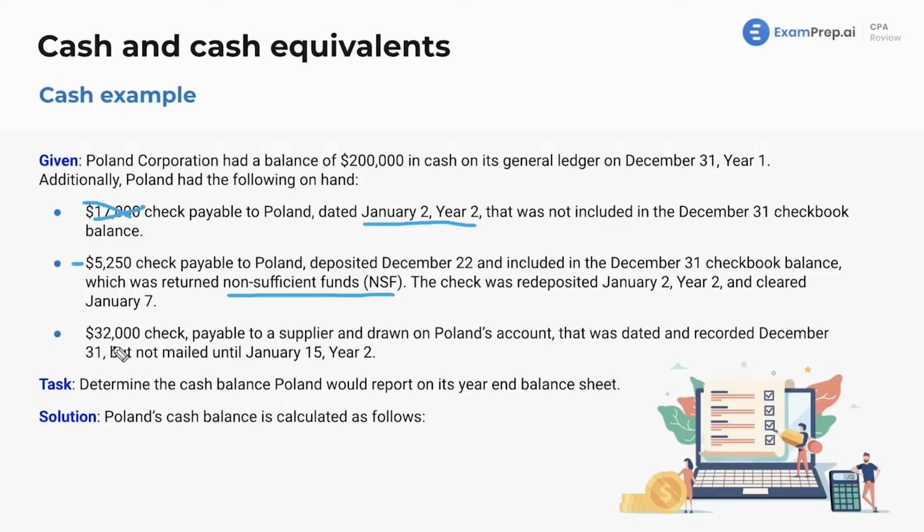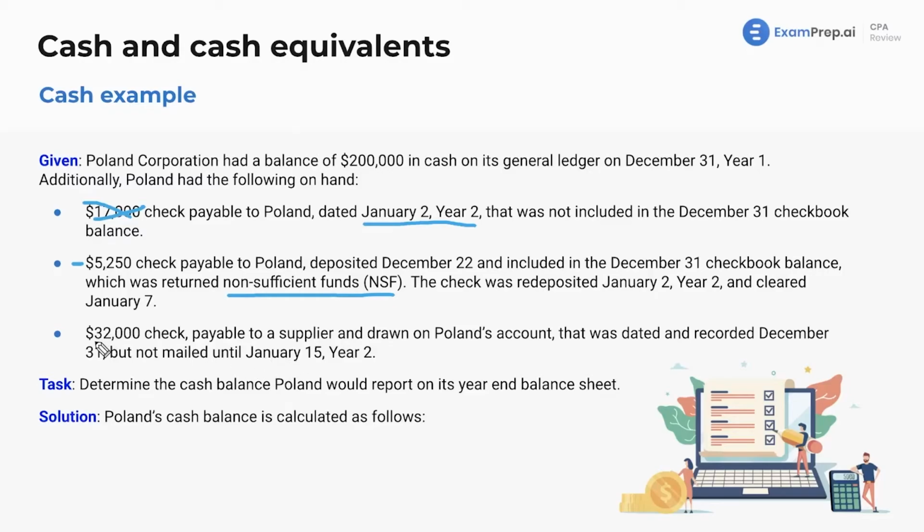So now we have a $32,000 check that was payable to a supplier, so we're paying it out, and drawn on Poland's account. And it was dated and recorded in year one, December 31st, year one, but not mailed until January 15th, year two. So do we include it in year one, or do we include it in year two? This one was assuming not included in year one, because it would have to say, just like this other one said it was included in the checkbook balance, this doesn't say it was included. So this is actually going to be an add back, because it wasn't removed from our bank until, essentially it wasn't given to anyone else until year two.